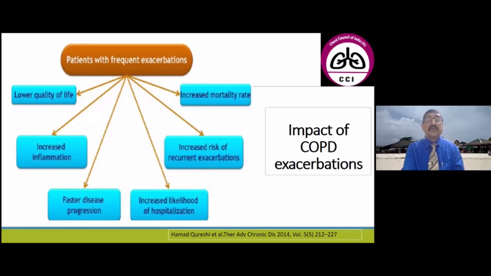So we have to control the exacerbation, and to control the exacerbation, we have to have an effective vaccination program, an effective vaccination to tackle the disease and to tackle the exacerbation.